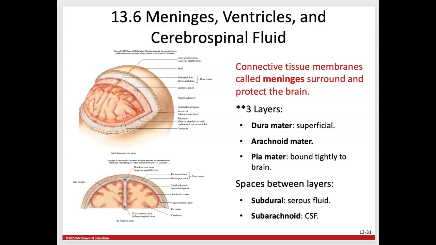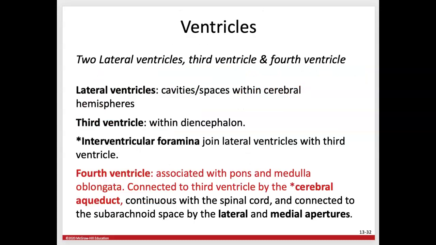And if you were to dissect, like we look at a sheep brain when we have class in person, you can get the tip of the probe right under that pia mater and lift it up, and it looks like the thinnest piece of cellophane, but it's adhered to the surface of the brain. And then there's a couple of spaces between those layers, the subdural space and the subarachnoid space. The subdural space contains serous fluid, and the subarachnoid space contains cerebrospinal fluid, which is CSF.